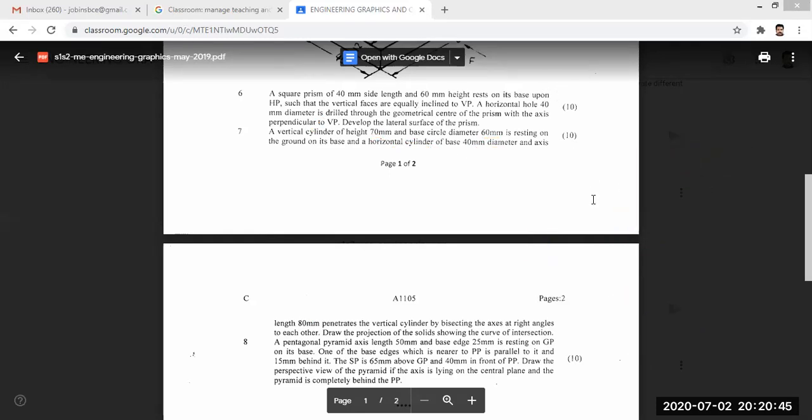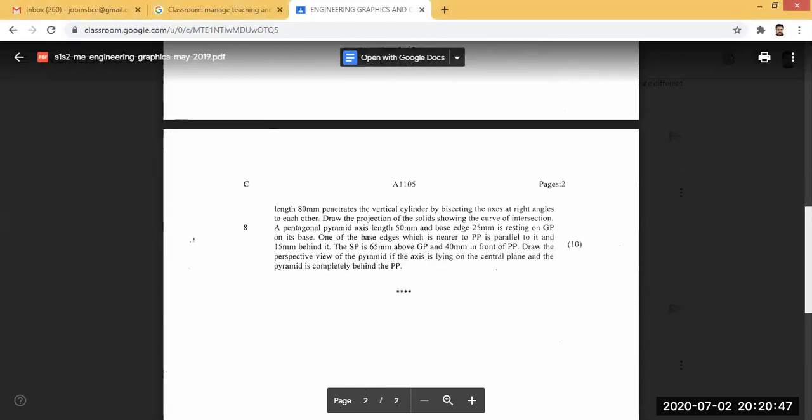Okay, so that's all. The next question is question number 8. There is no condition, you have to create this object. Question number 8 is pentagonal pyramid. You have to create a pentagonal pyramid in Fusion 360. The length is given 50 mm and base edge of the pentagonal pyramid is 25 mm. You don't check all other conditions, you just create the 3D object of pentagonal pyramid with height 50 mm and edge length 25 millimeter.